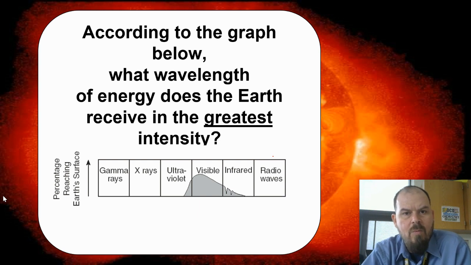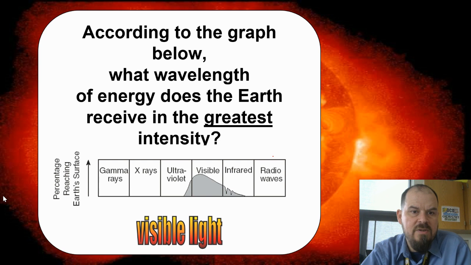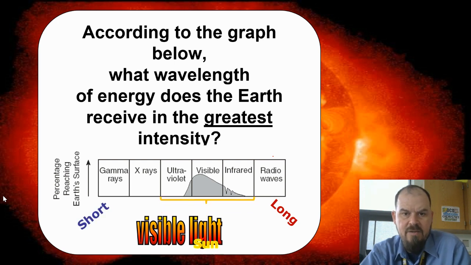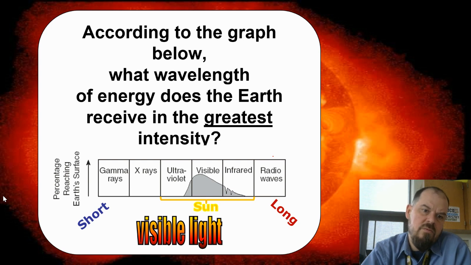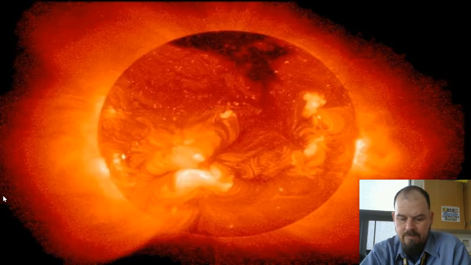According to the graph below, what wavelength of energy has the greatest intensity? Well, this is the visible light spectrum in the middle. We have long waves on this side, short waves on this side, and here is where the sun waves are. Greatest intensity is definitely going to be the shortest wavelength, as far as gamma rays, which go right through everything and hit the earth and just bombard it constantly with gamma rays.